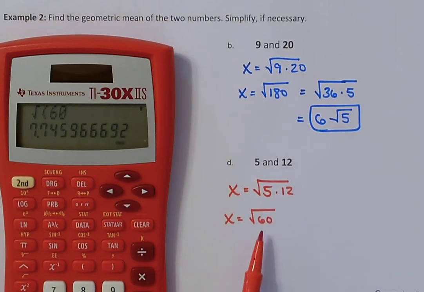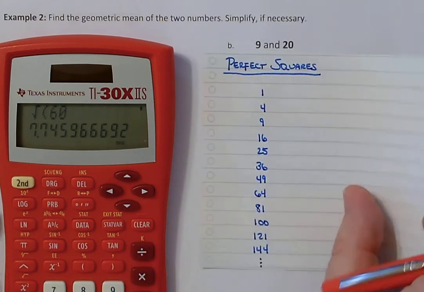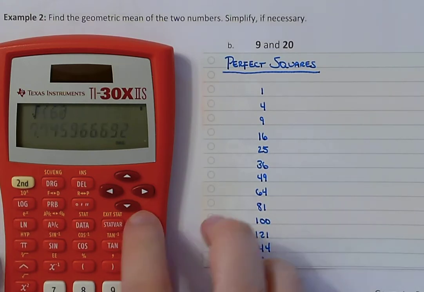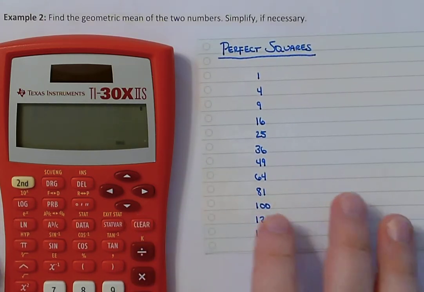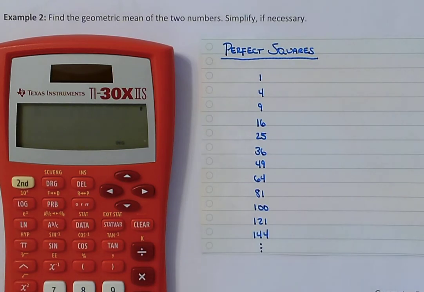So 60 is our number. What we need to figure out is what is the largest perfect square that divides into 60 evenly. Keeping 60 in mind, we're going to pull out our list of perfect squares again. If you don't write down a list of perfect squares, you can always Google and find out what they are. And you could also probably Google what is the simplified square root of 60 as well.